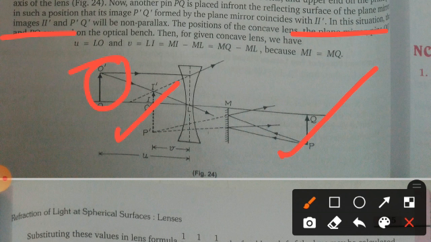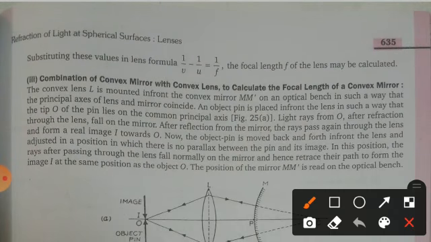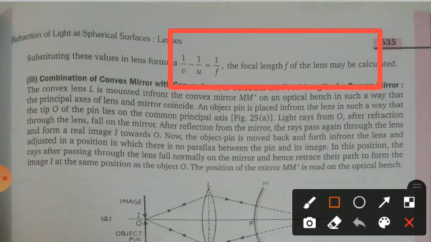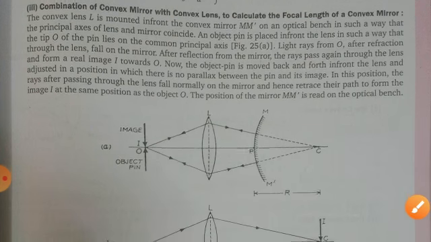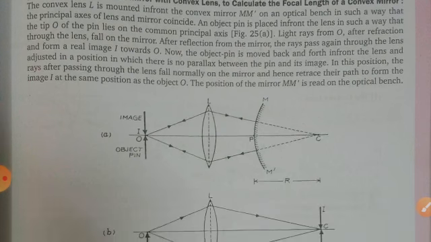Then for the given lens, we write these distances: u equals LO, v equals LI. LI is MI minus ML and is also equal to MQ minus ML, because MI and MQ both are equal. Fine. So after substituting the values, you will finally get this expression: 1 upon v minus 1 upon u equals 1 upon f. The focal length f of the lens may be calculated. And the same thing you can also do for the convex mirror with a convex lens to calculate the focal length of a convex mirror.